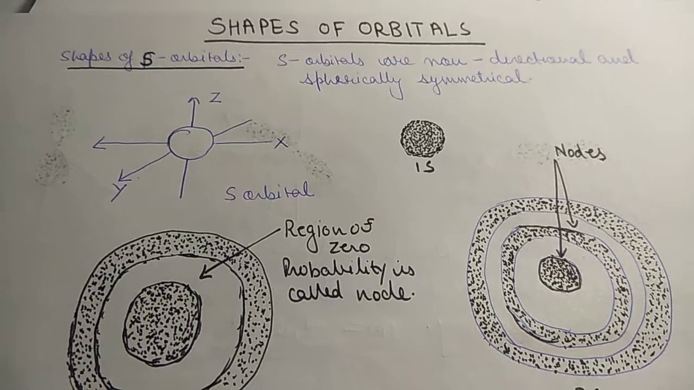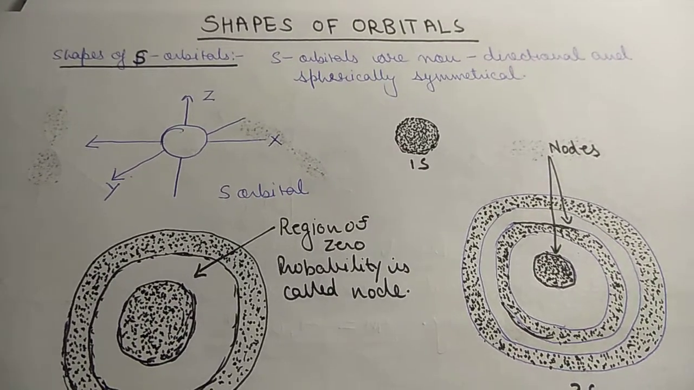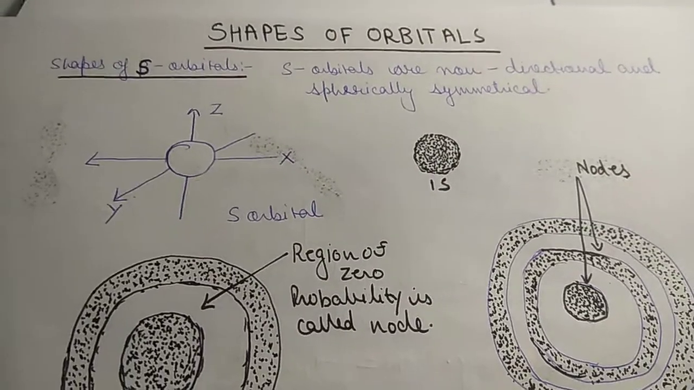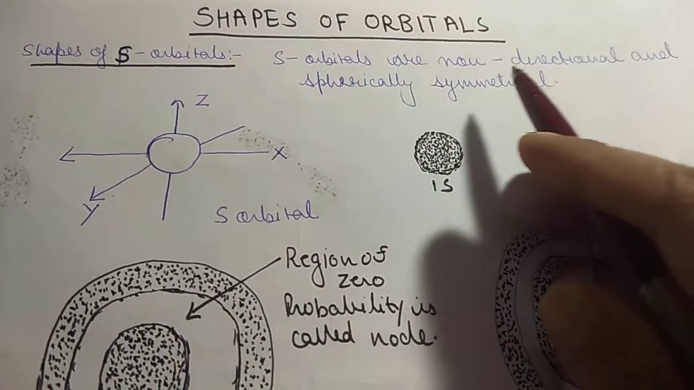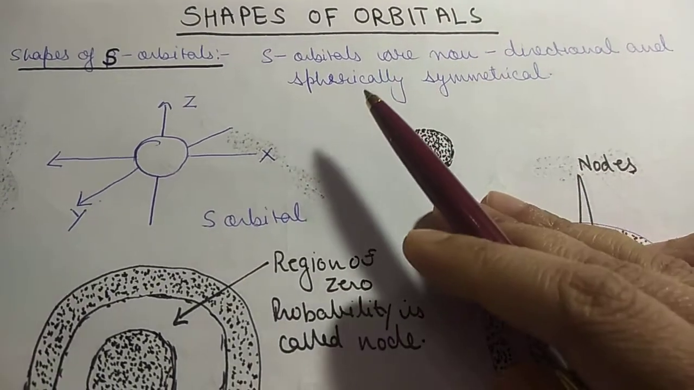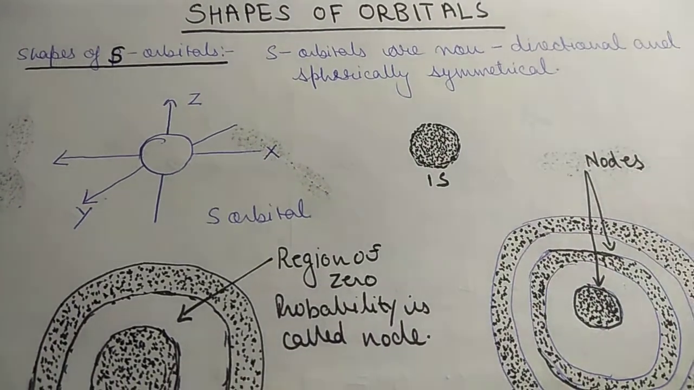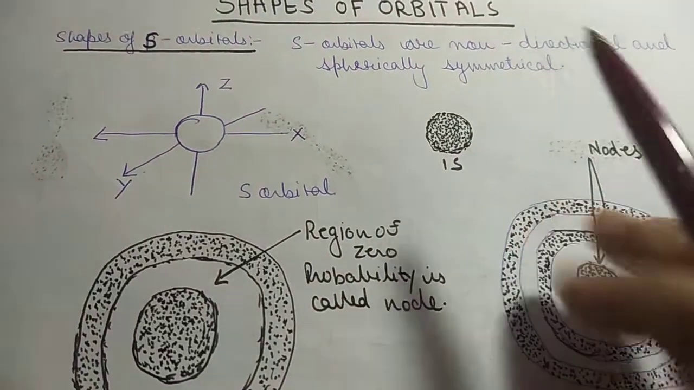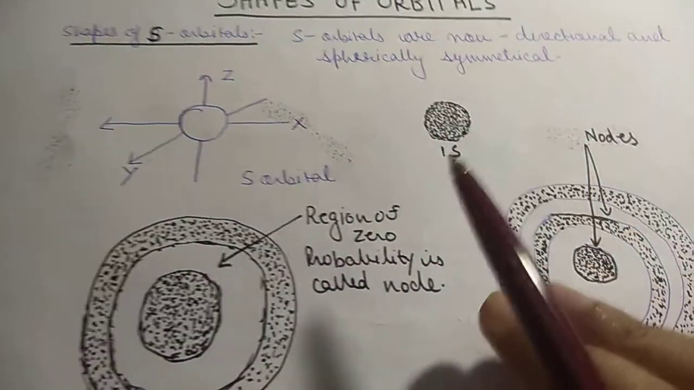Now we have next shapes of orbitals. So we will start with shapes of s orbital. Now s orbitals are non-directional and they are spherically symmetrical in shape. Spherically symmetrical means they are like a sphere, and a sphere is symmetrical.